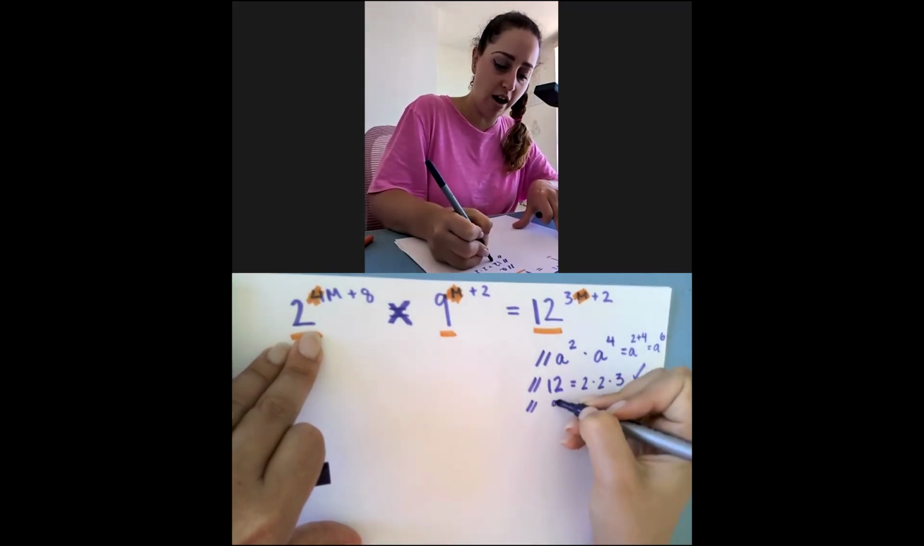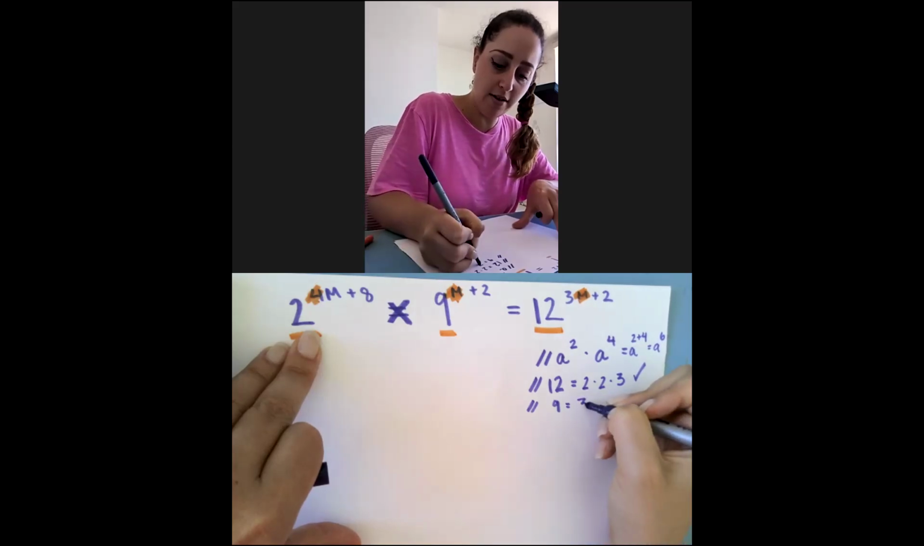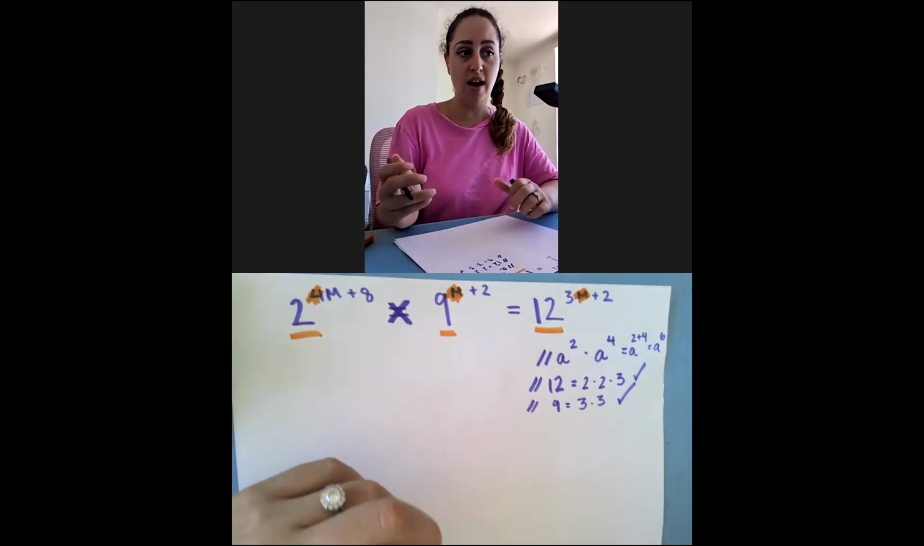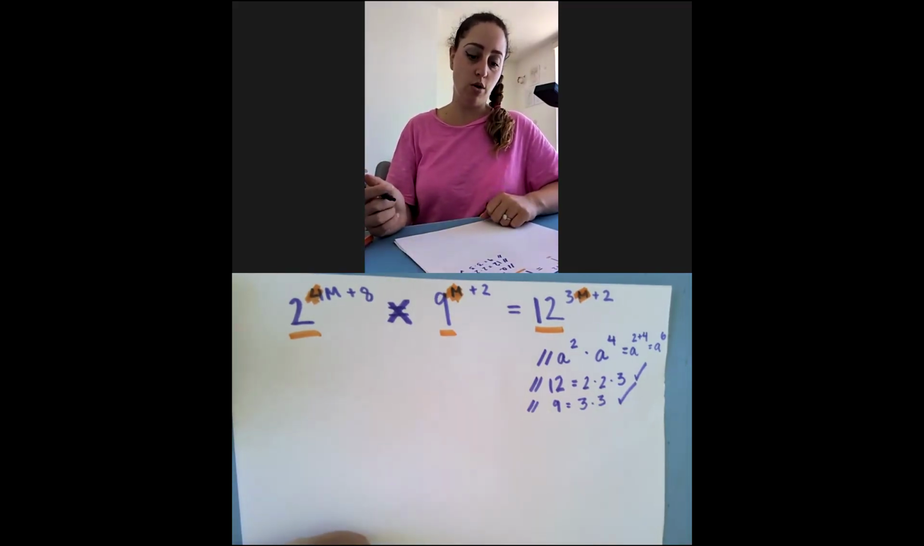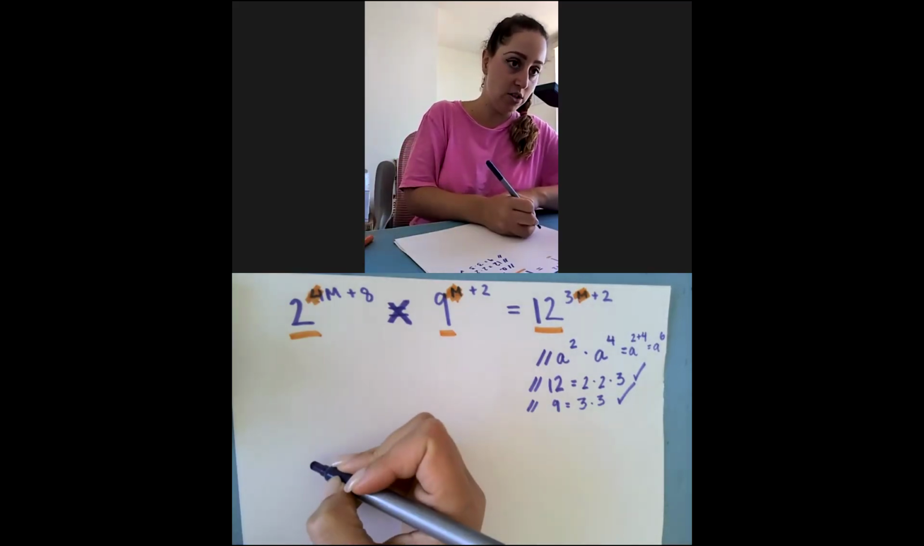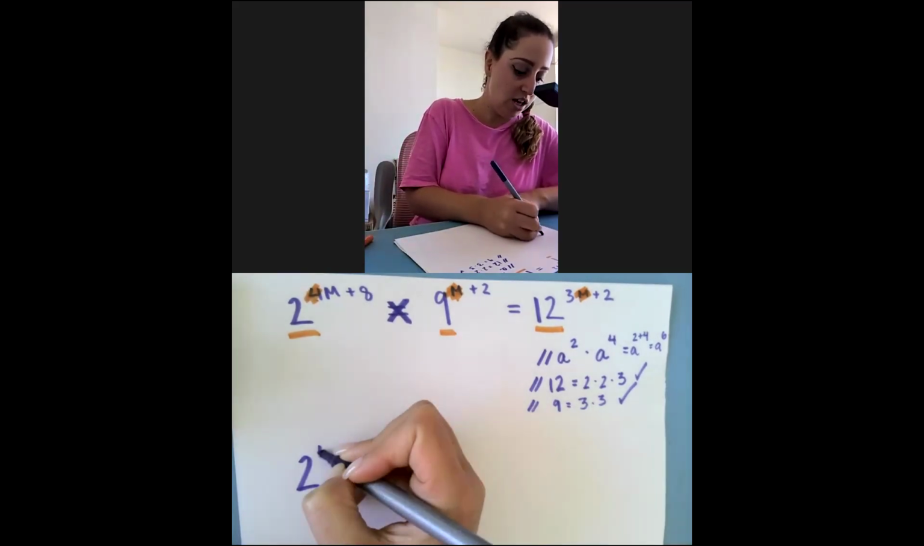Can we do that with 9? I think we can. And can we even do that with 2? Well, we don't have to. That one's a little bit more straightforward. So let's rewrite this problem using our prime factors. Here we go. There's nothing I can rewrite here.